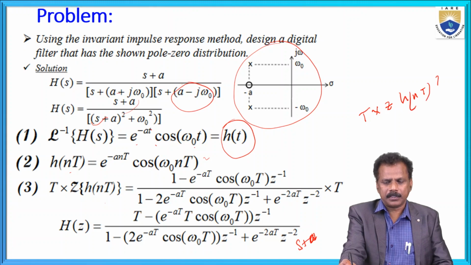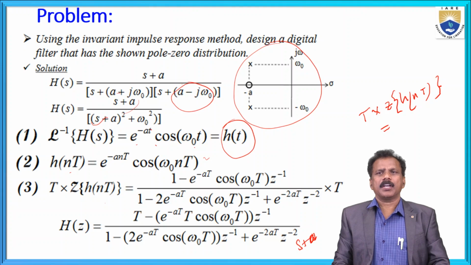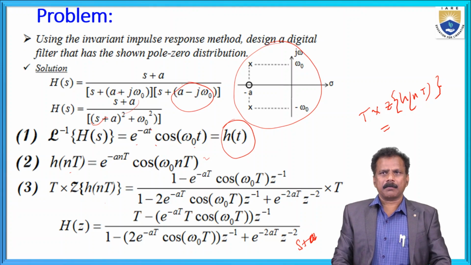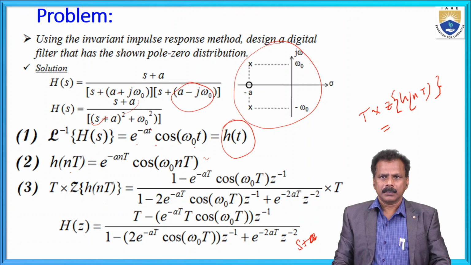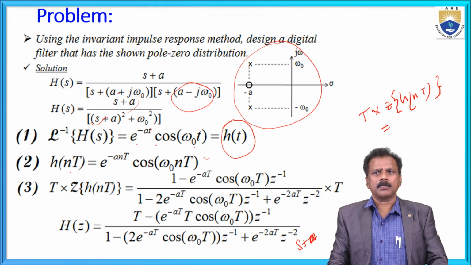Okay, ready to analyze this one, where it is also equal to 1 minus e power minus aT into cos of omega naught t into z power minus 1, by 1 minus 2 into e power minus aT cos of omega naught t into z power minus 1 plus e power minus 2aT z power minus 2. So the whole product with this capital T.